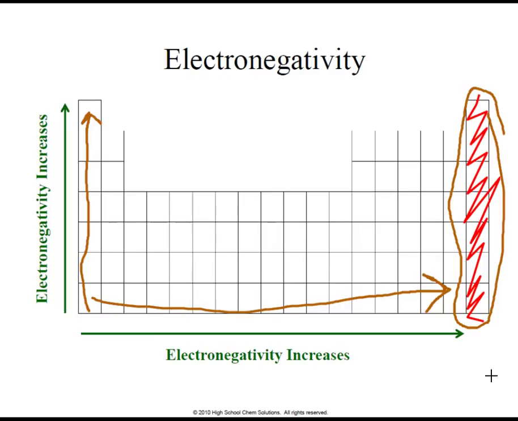Alright, so we have 4 trends, 5 if you include ionic radius. Be aware of what they are, the definitions for the terms, what the trends are, do they increase or decrease across, and then why.